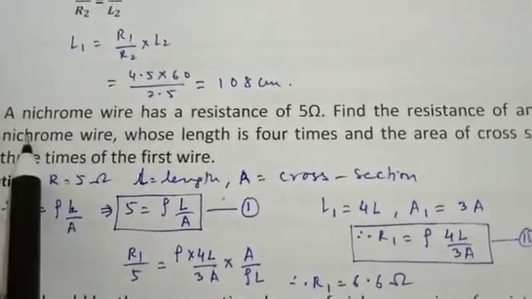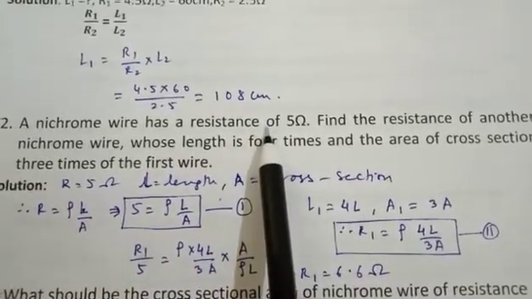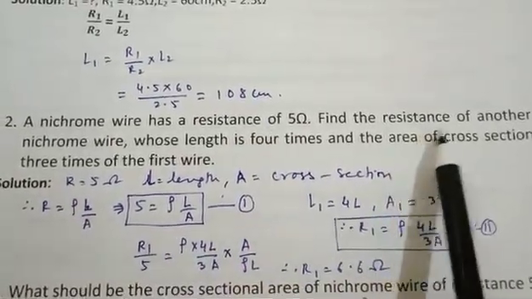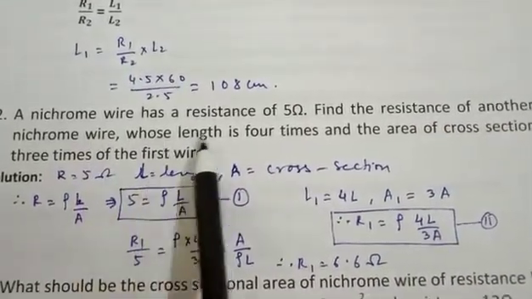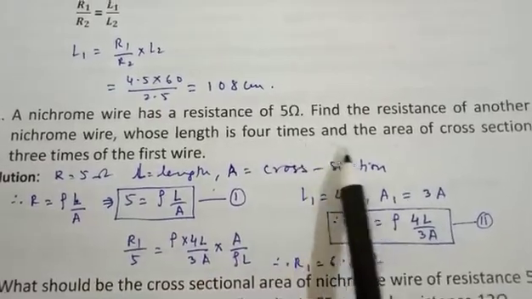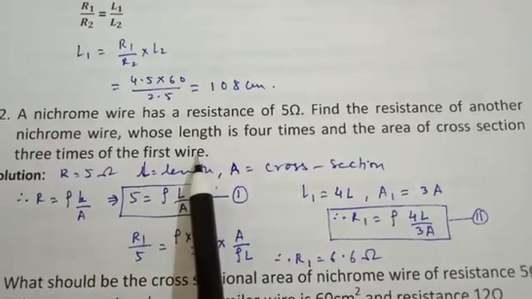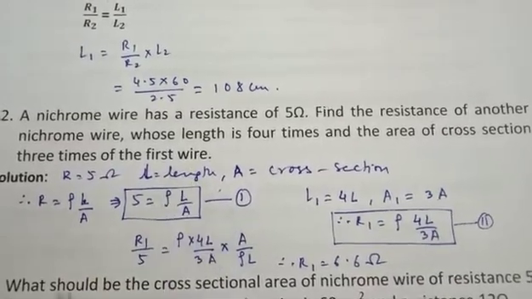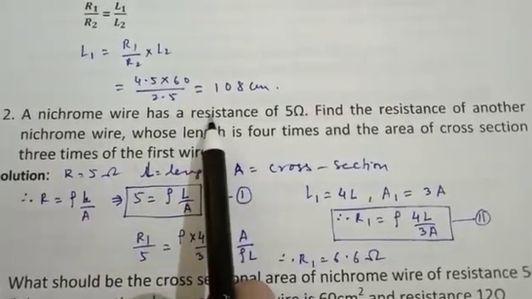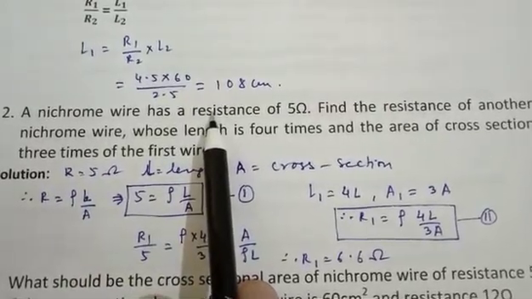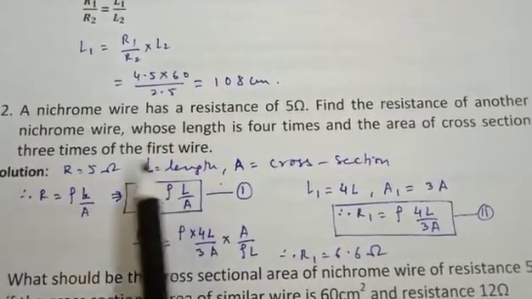The question is, a nichrome wire has resistance of 5 ohm. Find the resistance of another nichrome wire whose length is 4 times and area of cross section 3 times of the first wire. Now here also, if you look at the thing there, both are nichrome wire. That means the resistivity will be same. So first we have written the data like this.